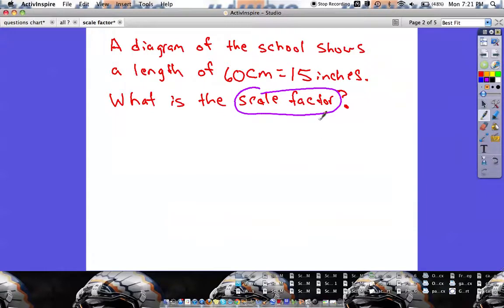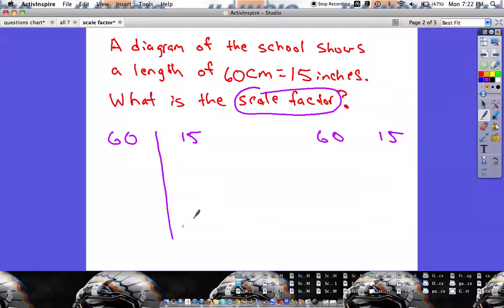If they ask what is the scale factor, we want to know one of these equals how many of these. So this problem could probably be taken a couple different ways here. If I wanted to know one of the centimeters is how many of the inches, we could do that. Or if we wanted to know one of the inches is how many of the centimeters. So we'll do this 2 different ways here. I'll start with 60 and 15 twice here.